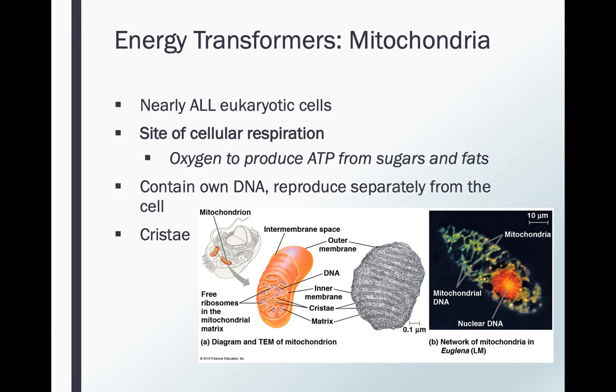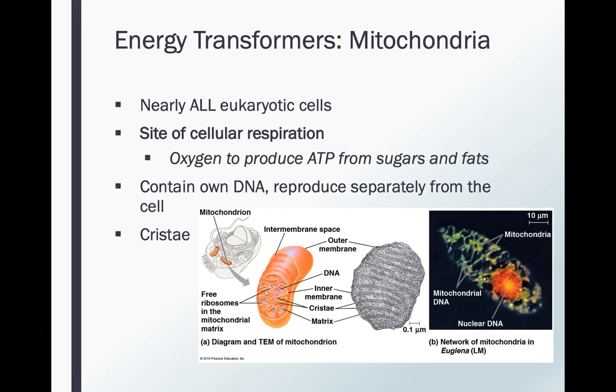Moving out of the endomembrane system, we have a few more organelles that we need to talk about. One is the mitochondria. So the mitochondria are really important because those are the organelles in the cell that take carbohydrates, take biological molecules, and break them down to produce ATP. ATP is the energy molecule in the cell. And nearly all eukaryotic cells have mitochondria. They all need a way to break down the sugars in the cell and produce ATP.